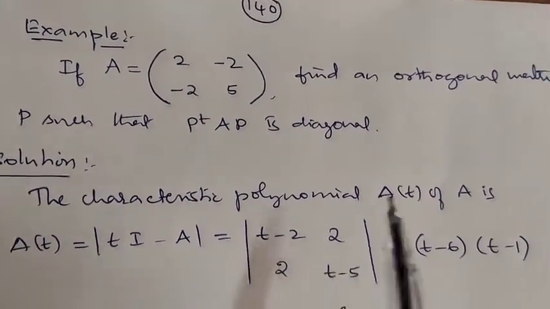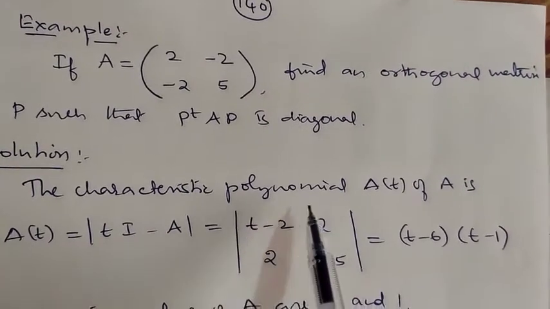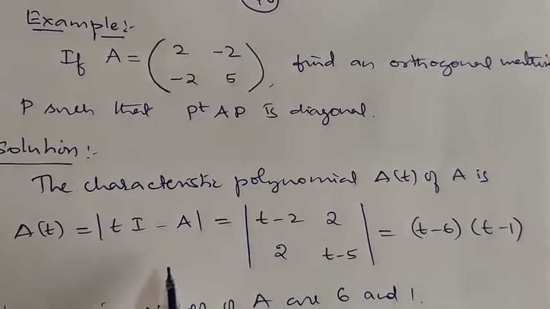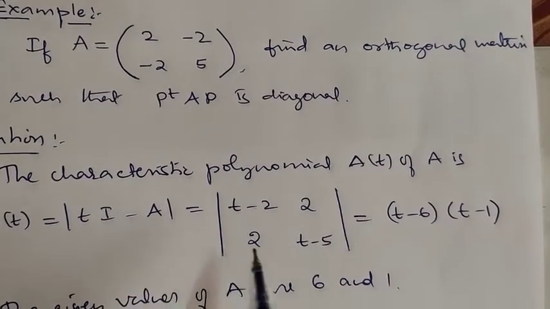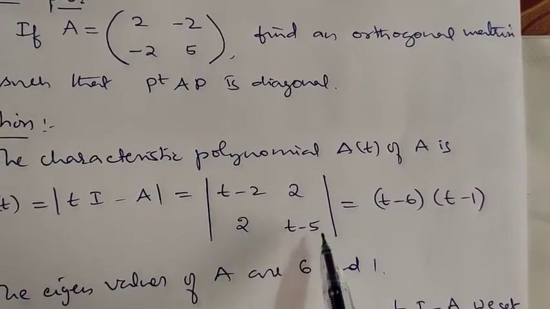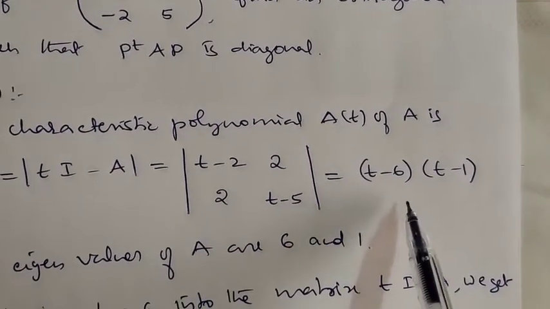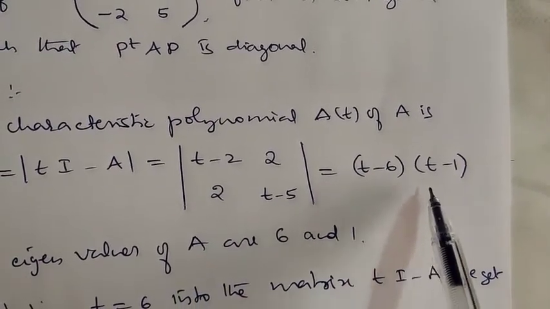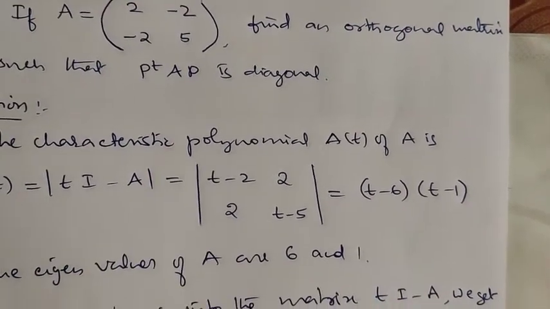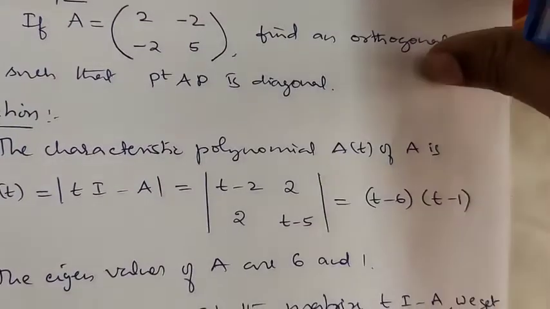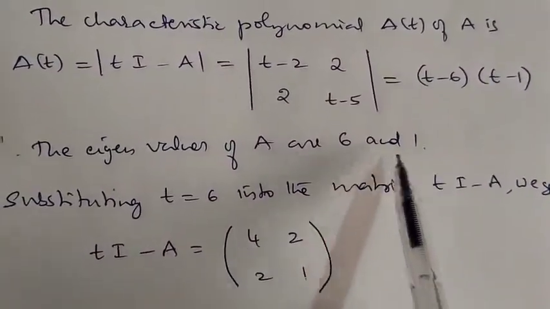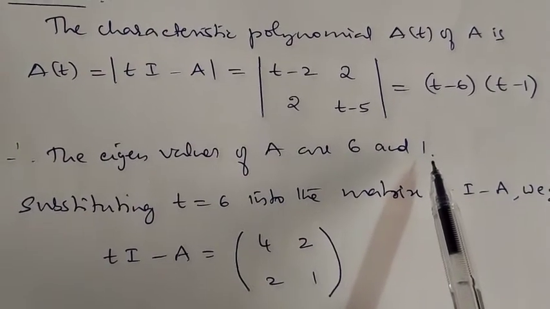For this, first we find the characteristic polynomial. Delta T is equal to the determinant of TI minus A equal to 0, which gives T minus 2, 2, T minus 5 under determinant. This is equal to T minus 6 into T minus 1. Now the eigenvalues are given by delta T equal to 0, and it gives 6 and 1 as the eigenvalues.